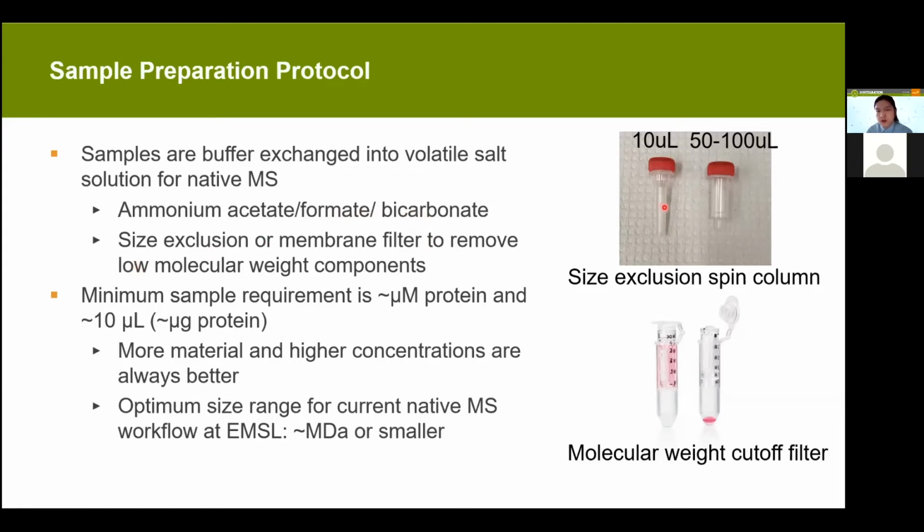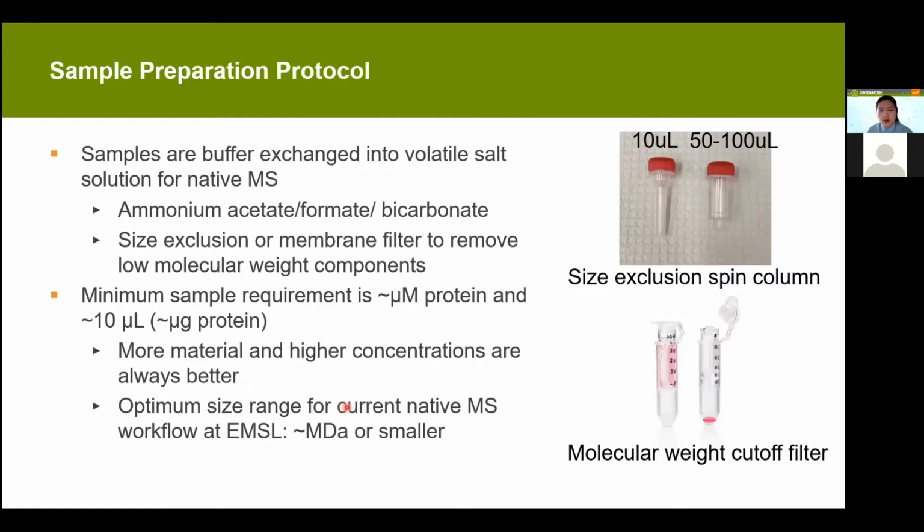And we use a size exclusion spin column or a membrane filter, based on the size of the molecule as well, to remove the low molecular weight components, usually the salt or some other contaminants. We typically work on micromolar protein concentration and on the order of tens of microliters, which translates to micrograms of protein. This is the minimum requirement. If you have more sample, it's usually better because we can optimize the conditions and try a few different attempts with different types of experiments.